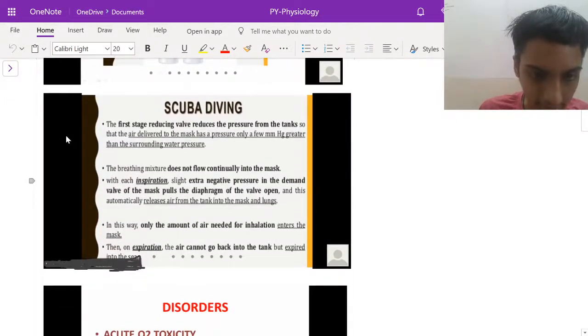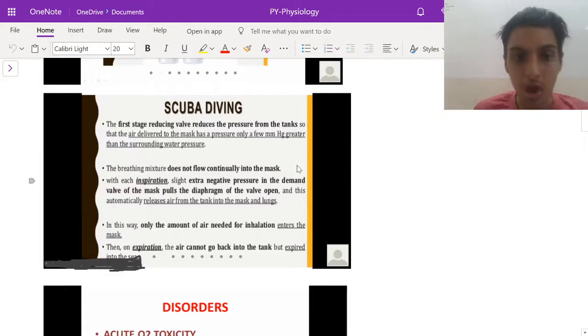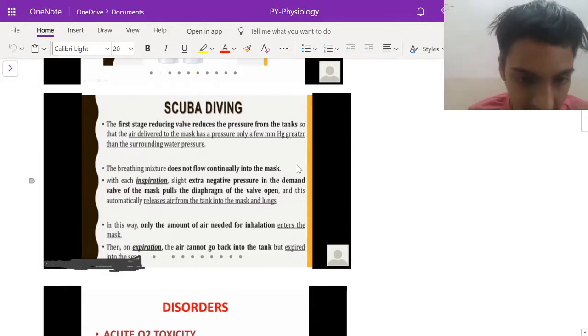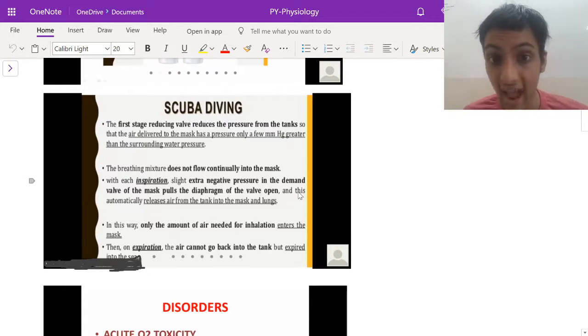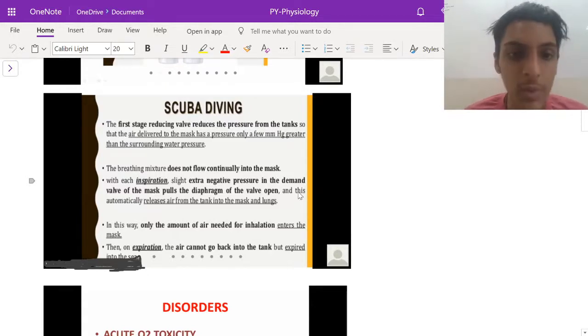And some important points, we have the breathing mixture not flowing continuously in the mask, and there is also a negative pressure, negative intrapleural pressure that pulls the diaphragm to open. See, if there is positive pressure, the lungs will collapse and we will not be alive now.